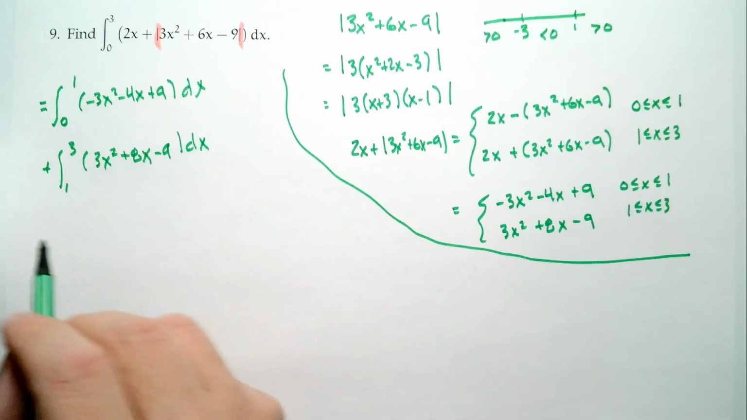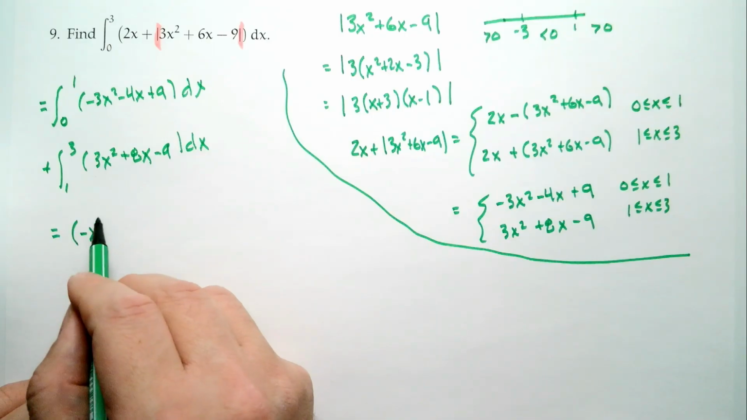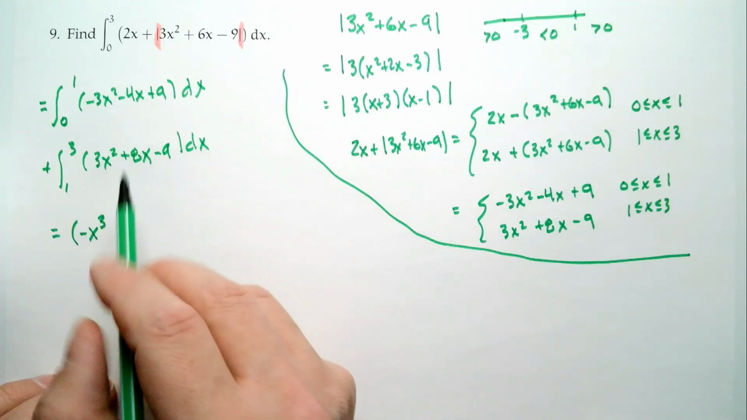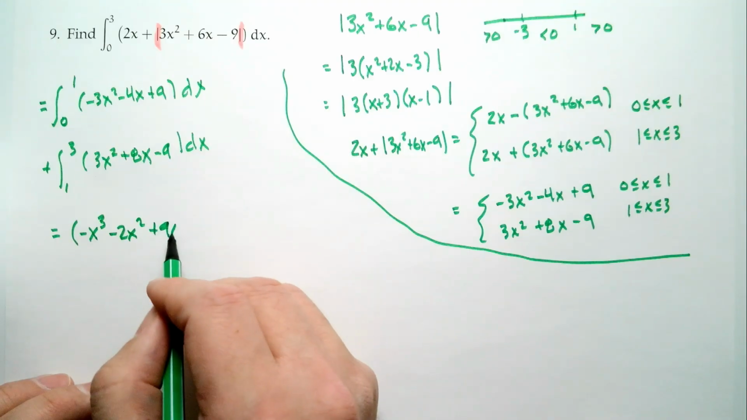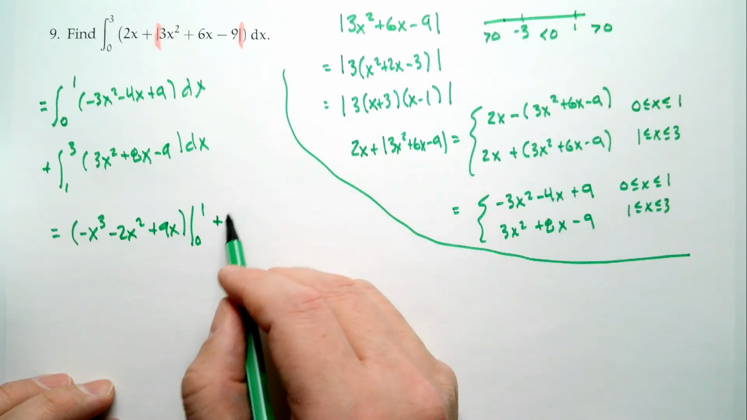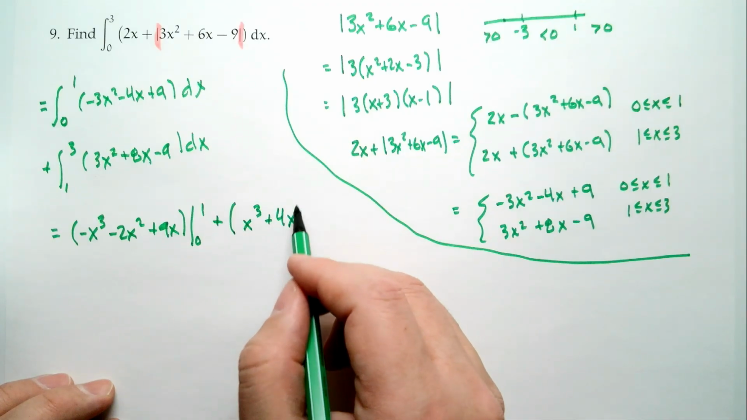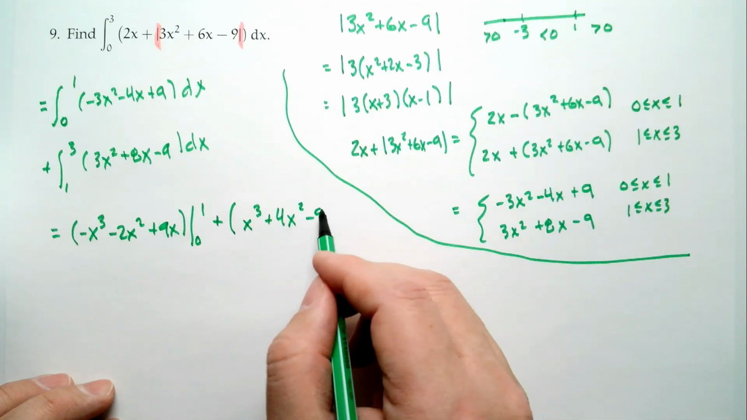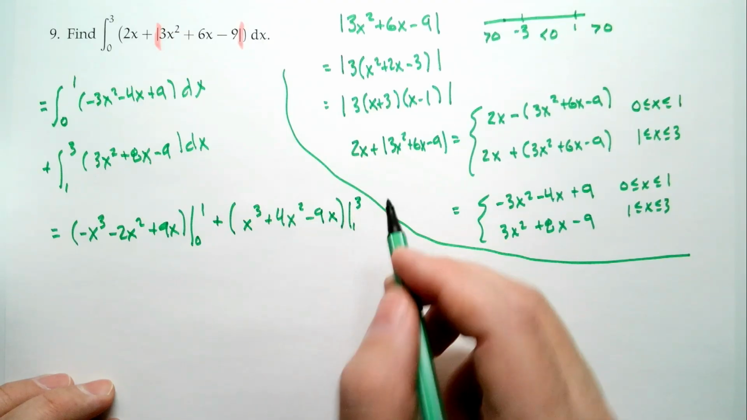And each one of these is not too bad. So the first one will get minus x cubed. The integral of minus 4x is minus 2x squared plus 9x. Evaluate that from 0 to 1. Then add to that, we'll get x cubed plus 4x squared minus 9x. And that's going to be from 1 to 3.